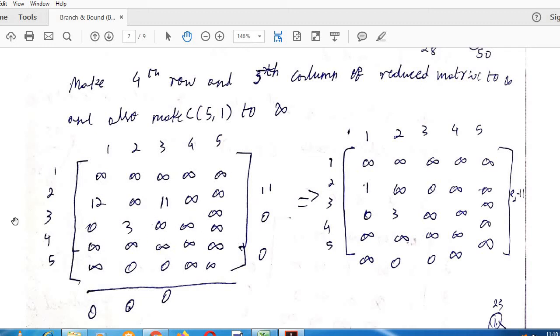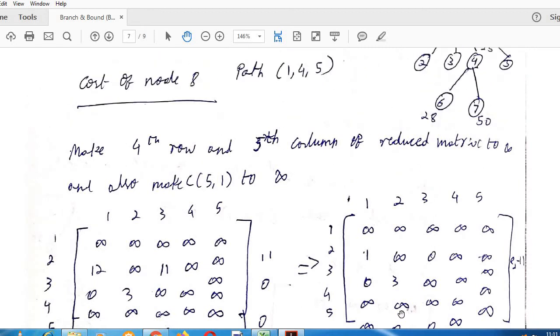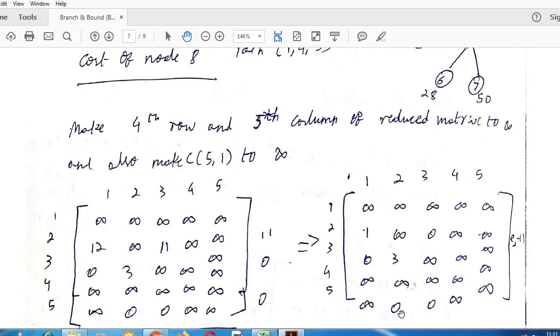Once I do this, I will get a minimum value of 11 in the second row. So I will subtract all the second row elements by 11. Then I will get 1, infinity, 0, infinity, infinity. So this will be the overall reduced matrix that will be used to find out the cost of node 8.